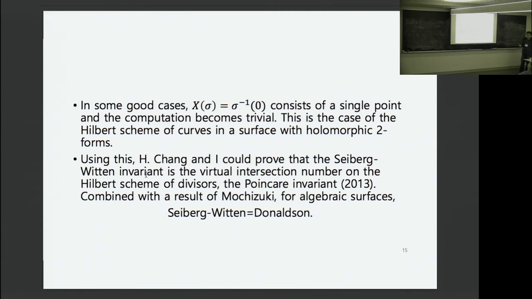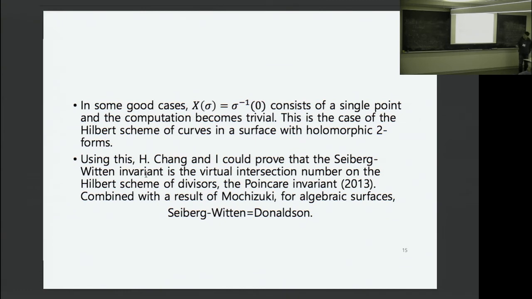And previously, Mochizuki proved the equivalence of the Donaldson invariant with the Poincaré invariant. Mochizuki proved the equivalence of Donaldson with Poincaré, and we proved the conjecture that tells us that Poincaré is equivalent to Seiberg-Witten. So Seiberg-Witten is equivalent to Donaldson, as expected. The Seiberg-Witten invariant was introduced about 20 years ago, but now we have a solid proof as an application of the cosection localization.